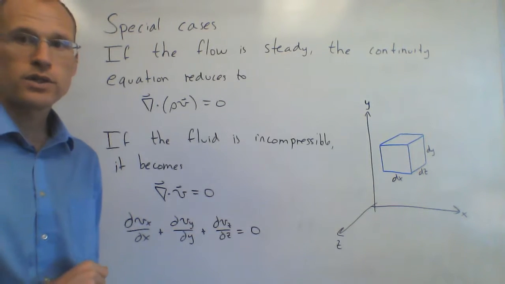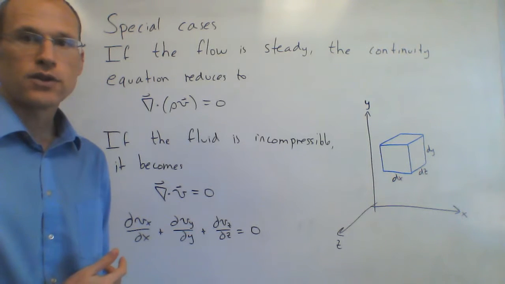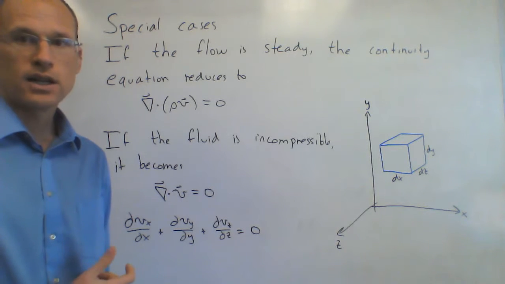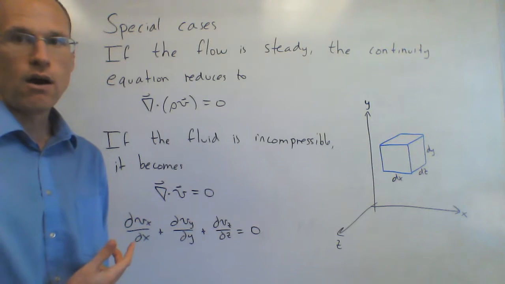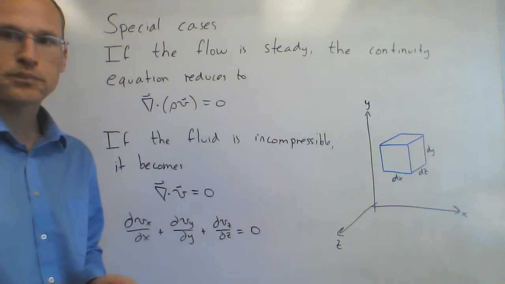So that last equation was the general form of conservation of mass in differential form. It works for any scenario. There are a few scenarios where it becomes simpler. For example, steady flow. In steady flow, there's no time dependence, so that first term, dρ/dt, goes away. All we're left with is the divergence of ρv equals 0.